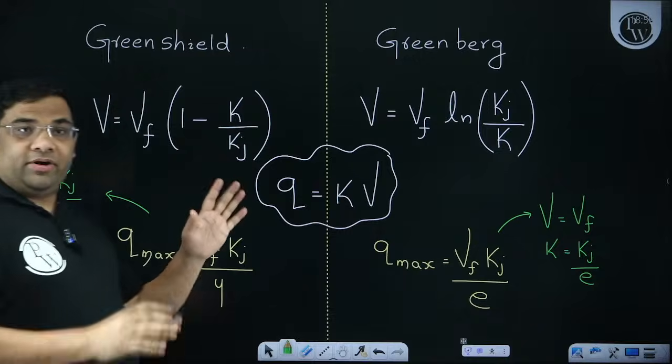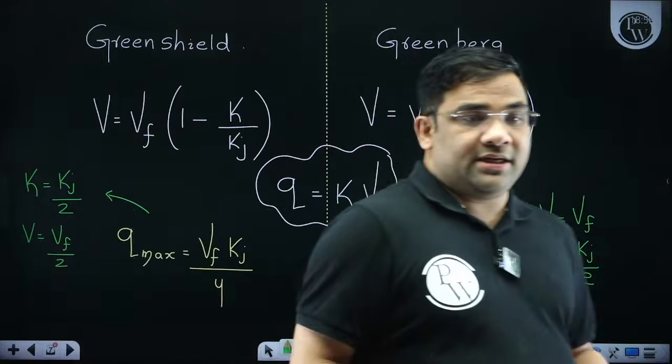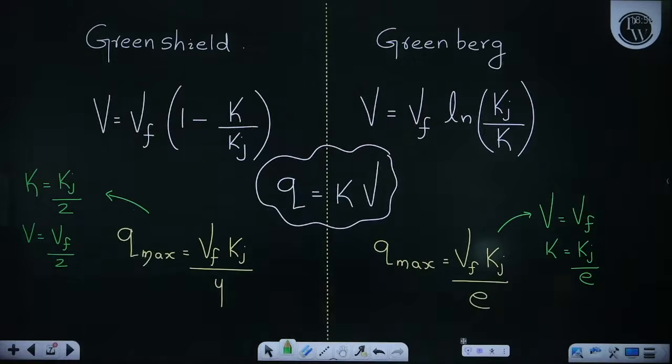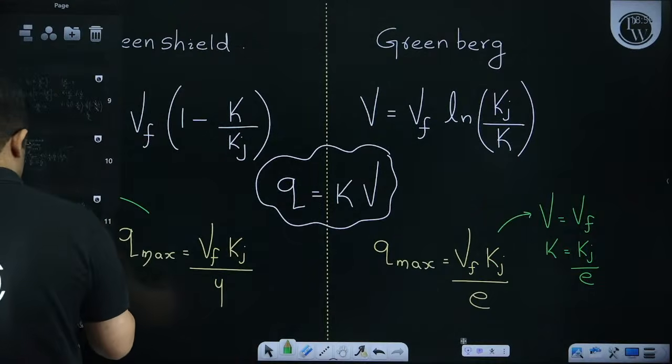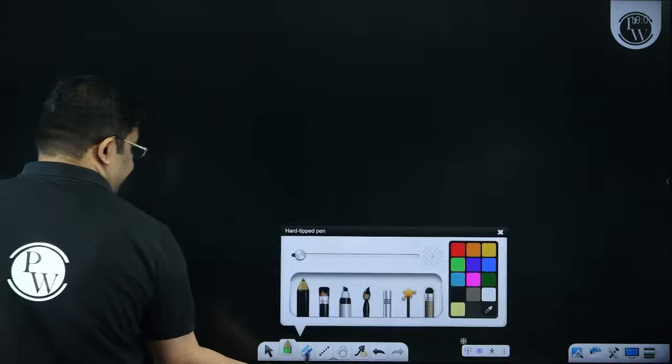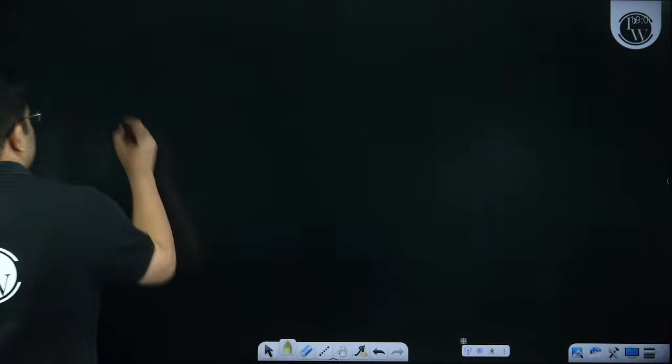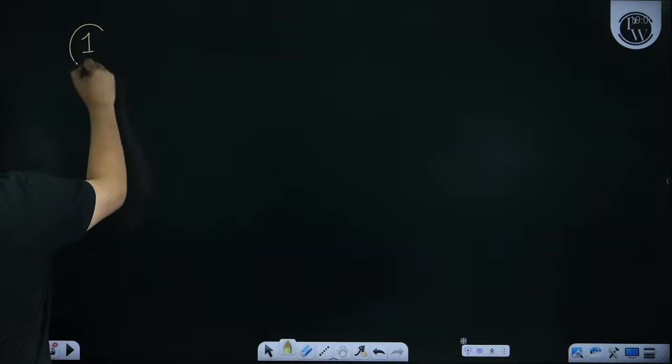So this is the fundamental difference. If somebody is getting confused, this table will help. First the equation, and second, you can see the maximum flow differences, and the speed and densities at maximum flow are different. Let us solve one or two questions on this, so that we understand this better. Let us solve one Greenshields model.